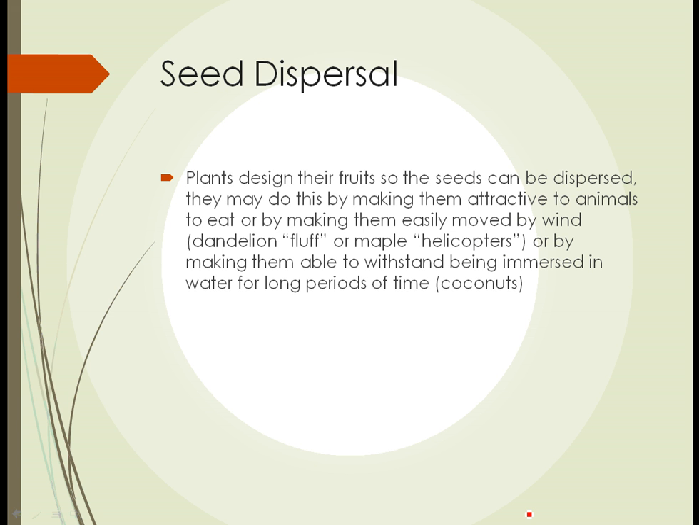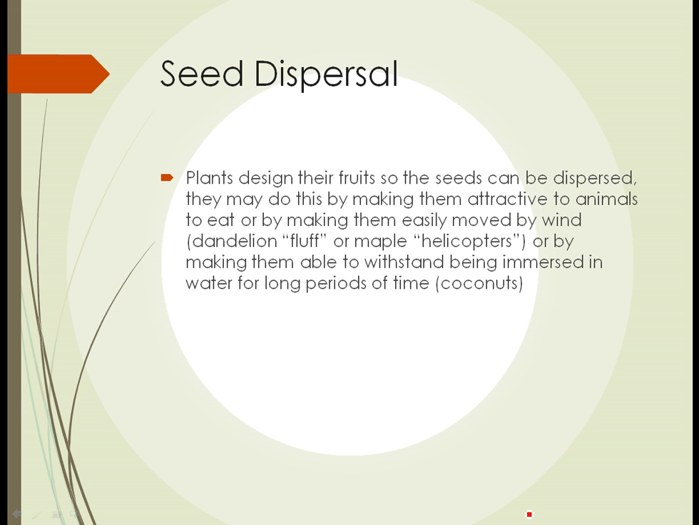Plants, over the years, have designed their fruits so that seeds can be dispersed. One way they do this is by making them attractive to animals. The animals then eat the fruit and consequently the seeds, and the animals move away and get rid of the products there and plant the seeds. Another way they do it is to make them easily moved by wind, as dandelion fluff, for instance, or maple tree helicopters.